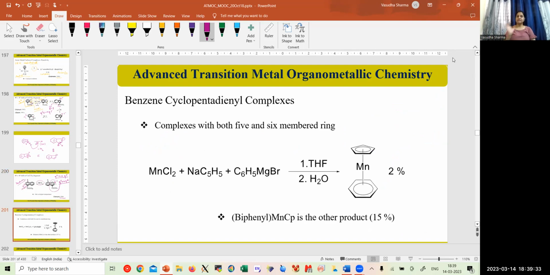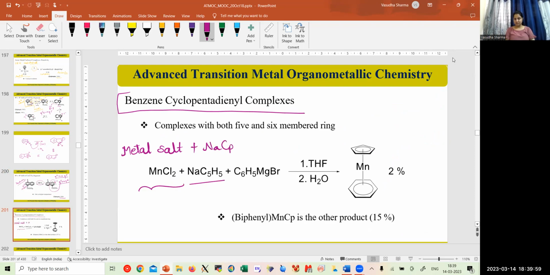Now, some examples of benzene cyclopentadienyl complexes. Earlier, we were looking around the metal with carbon and arene. Now, the question is of benzene cyclopentadienyl complexes. That means the complexes which are having both 5-membered and 6-membered rings. So, as you can see in the product, here we have to take a metal salt. In this general reaction, manganese chloride is taken in presence of CP, which is a reducing agent also, and a source of C5H5 also. And this is a Grignard reagent, where it is important to have R equal to C6H5 or any 6-membered arene molecule.